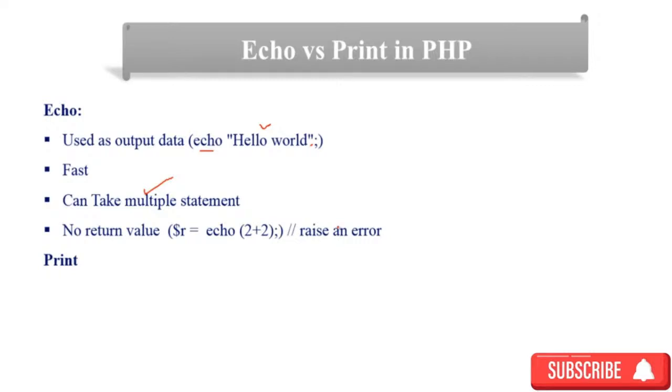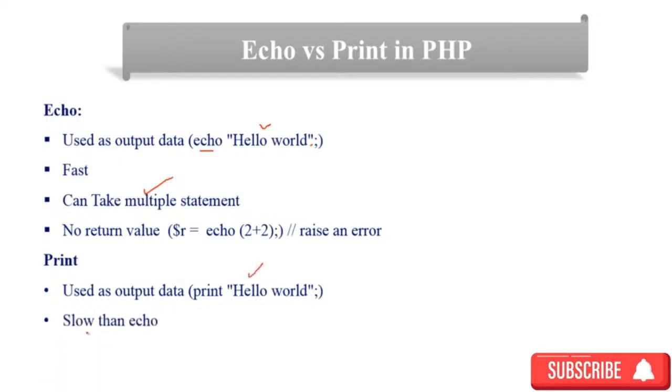On the other hand, the print method is also used to output data. For example, print hello world. This hello world will display to the user. This is a slower method than echo. Another difference is that it cannot take multiple statements. When you put a comma and provide another string like this one, you will get an error.